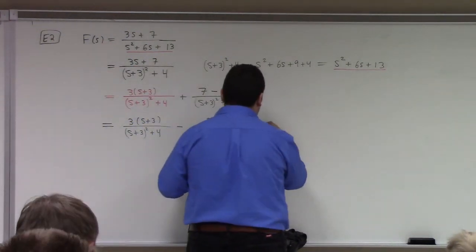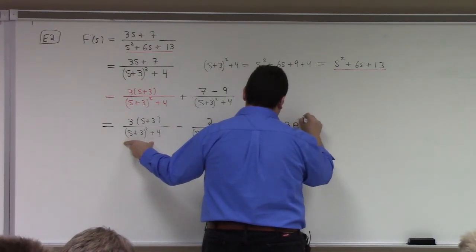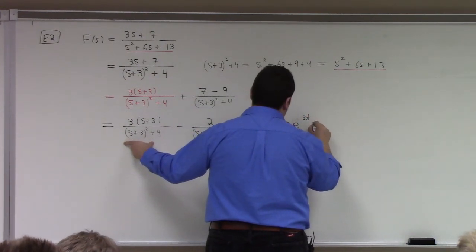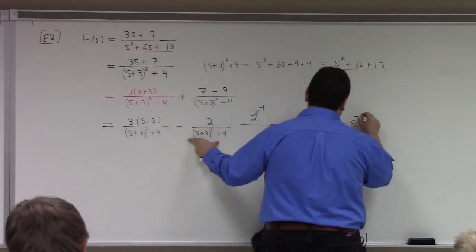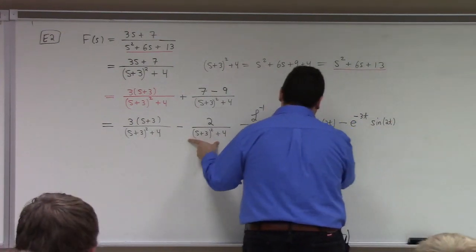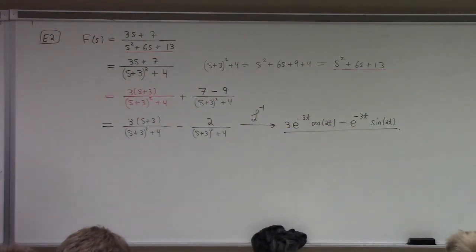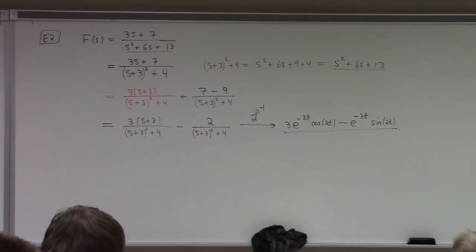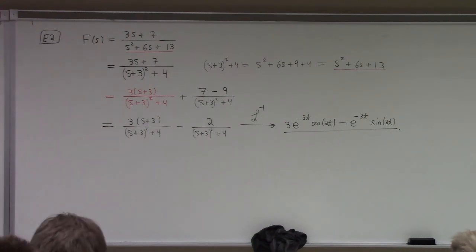Here we go. Inverse Laplace transform. This is 3 e to the minus 3t cosine of 2t. This is minus e to the minus 3t sine 2t. So there you go. That's the inverse Laplace transform. Any questions? All right.